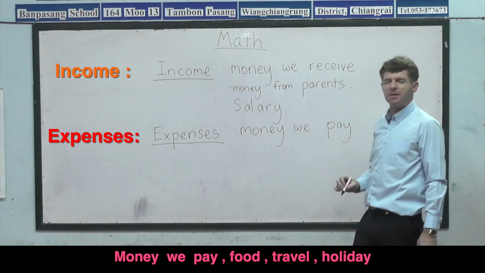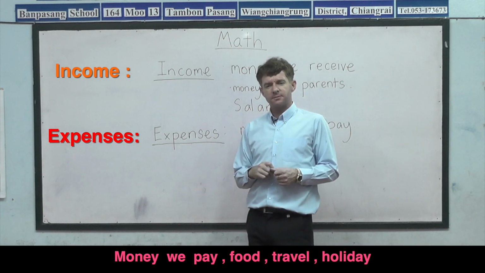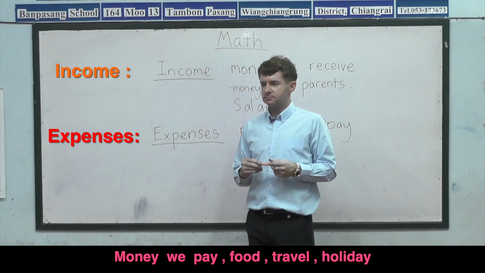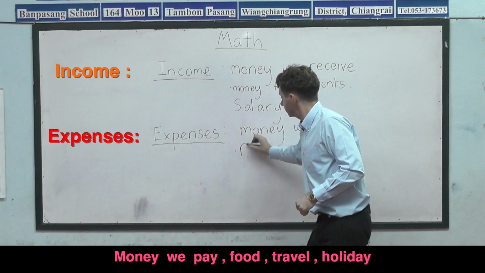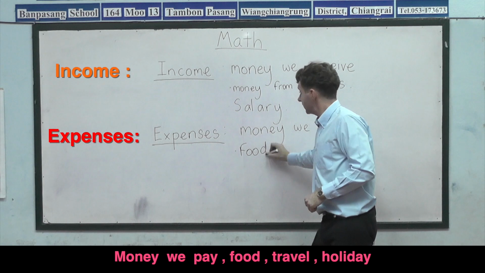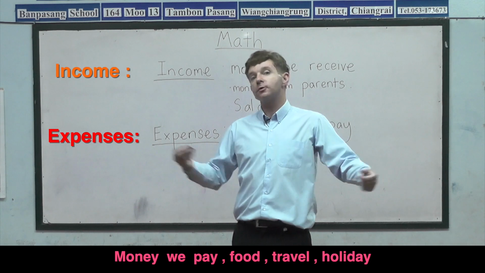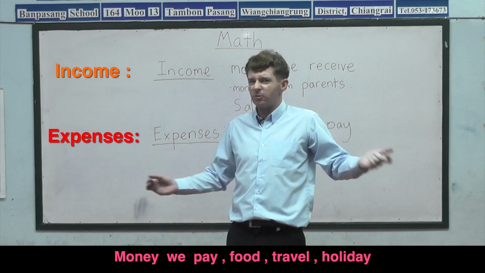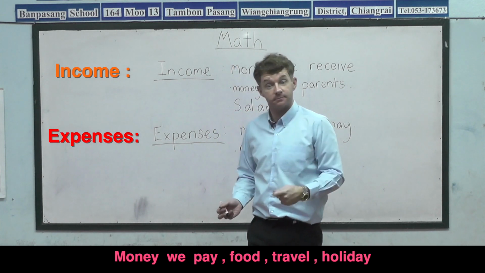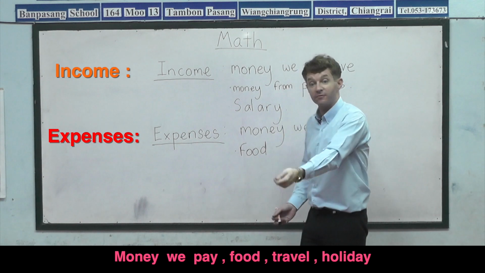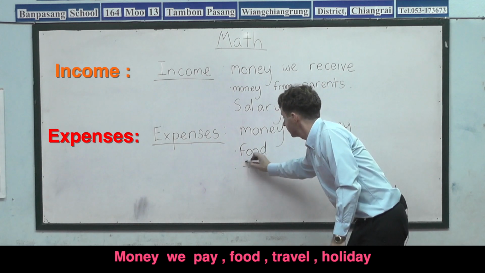Okay guys, can anybody give me any examples of expenses? When do we have to pay money? Excellent. We have to pay money for food. So food is expenses. If we want to travel, if we want to go on the bus, on the train or an airplane, can we do it for free? No. What do we need to do? We need to pay. So we can say money for travel is expenses. Food, travel.